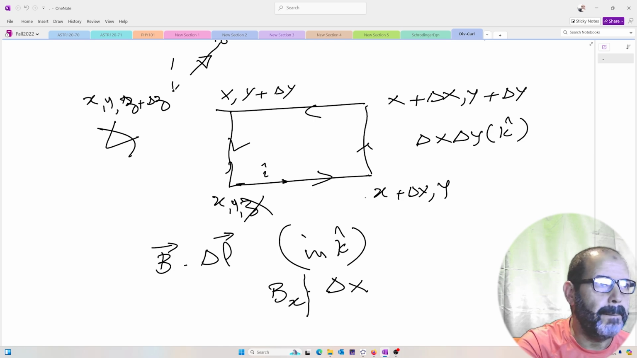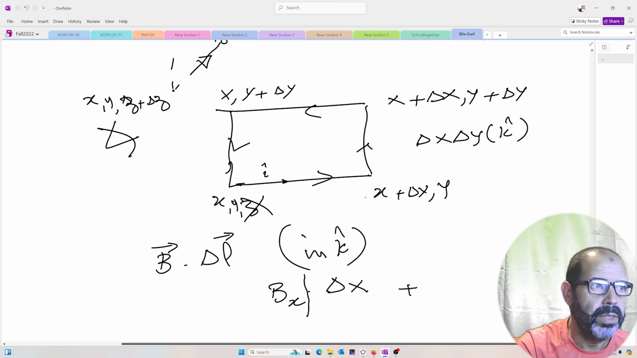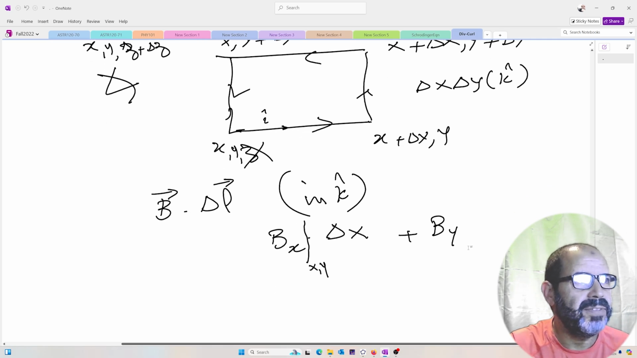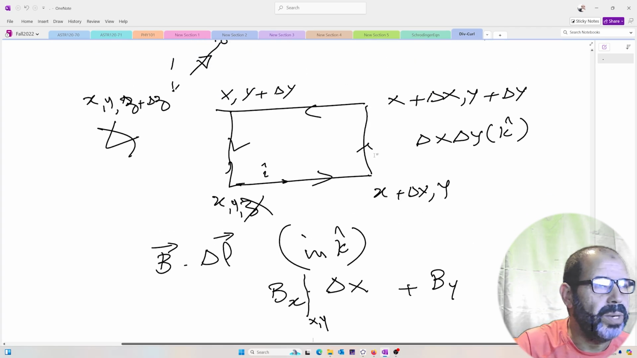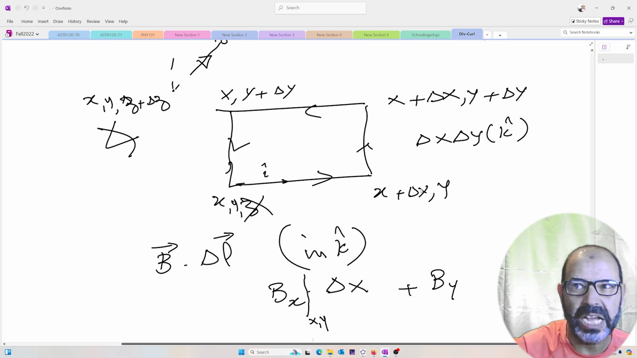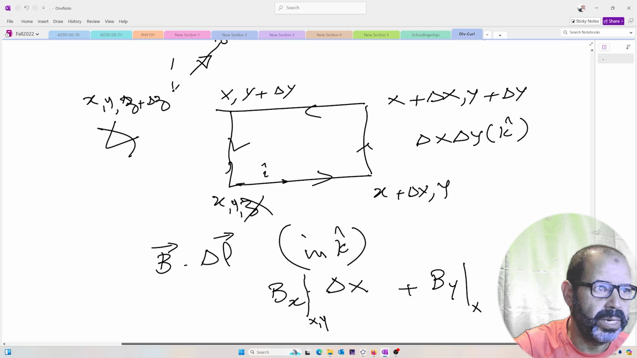When I'm going up, I'm going to pick up the value of by. Again, this is evaluated at x and y, okay? And for the by, when it's positive, it's evaluated at the shifted value for delta x. So this is evaluated at x plus delta x and y.